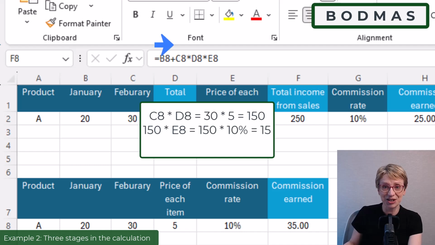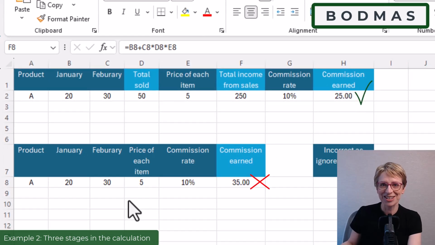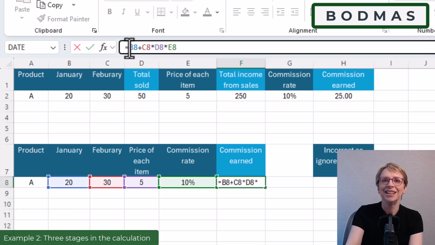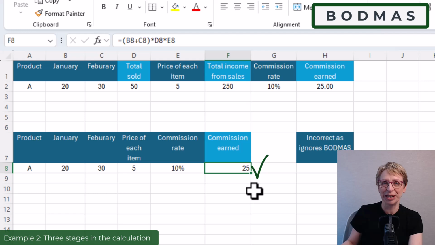Then it goes back to the start of the row and looks for any additions. It finds the addition sign and adds the two figures together. So it adds the 20 and the 15 together to get 35, which is not what we are expecting to see. We are expecting to see 25. To fix this, I can again force the addition to happen first by adding the brackets so that the addition is done before the multiplication. Now the correct figure of 25 is showing.